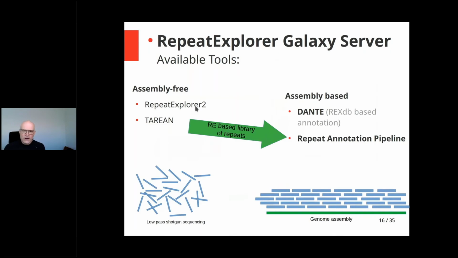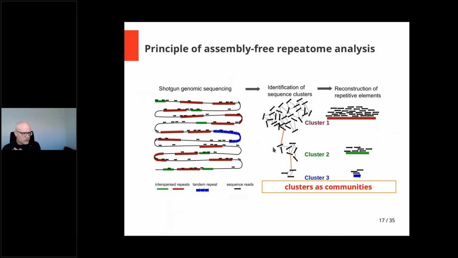So we are basically using, in the repeat annotation pipeline, a combination of this assembly-free approach, and then using this library to create a repeat annotation of the whole genome. Before I go to the whole pipeline, I will just briefly mention the principle of the RepeatExplorer pipeline.